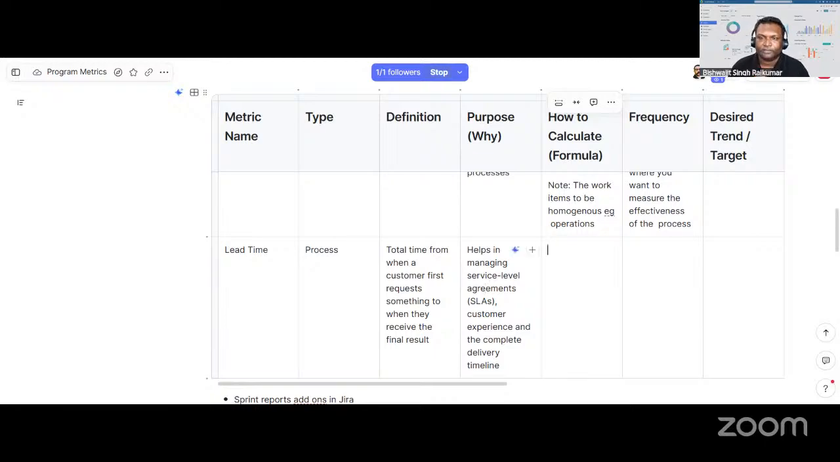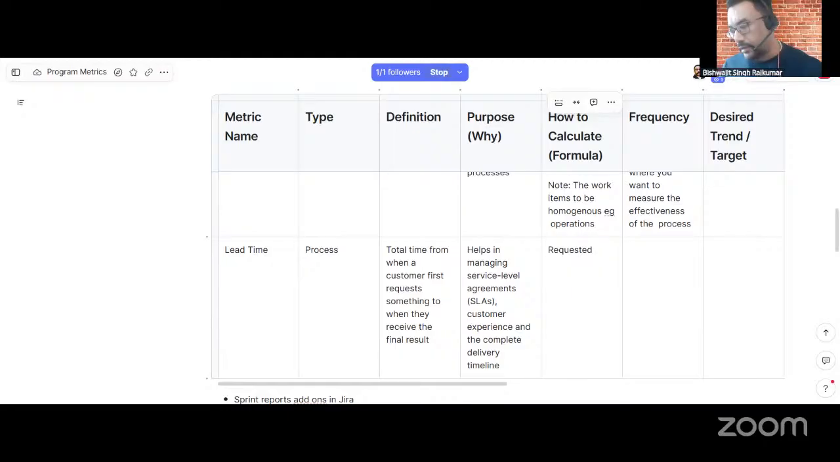How do we calculate it? I think it's a similar way: completion date minus requested date. Requested or identified, or when we commit the requirement, the committed date. There is another interesting thing here: the customer comes and makes a proposal that they want this thing implemented, but then there's always a negotiation.